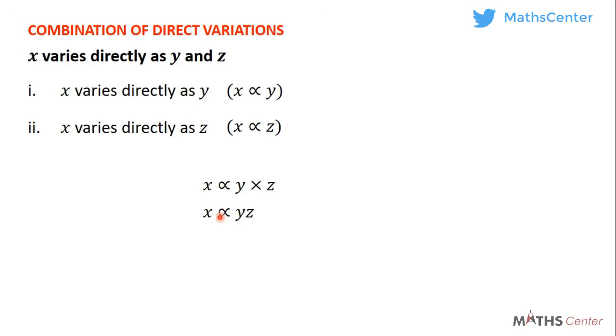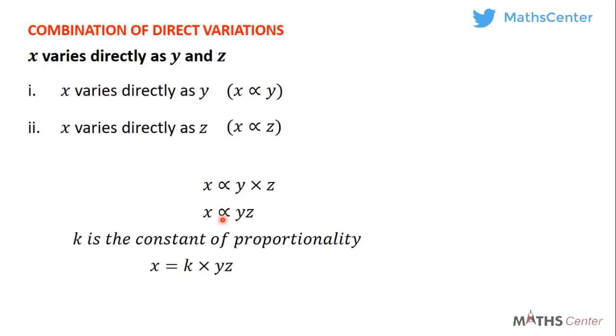We know that we can't work with this proportionality sign, so we need to change it into an equal to sign. And to do that, we introduce a constant of proportionality. So if k is the constant of proportionality, then x is equal to k times yz, and x is equal to kyz. Now you can see from here that x is dependent on y and z. So one quantity is dependent on two other quantities. This is an example of a joint variation.